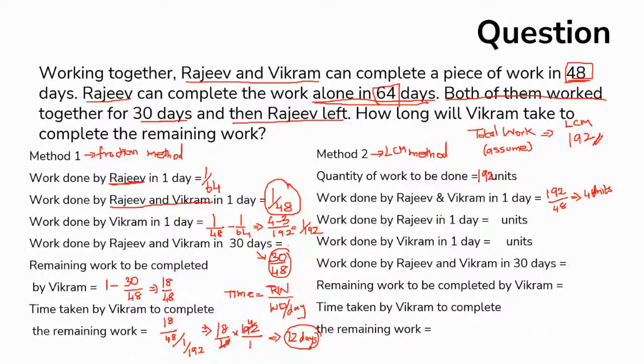And work done by Rajiv in one day. Rajiv alone can do how much? If the same work 192 is given, divided by 64, you'll get 3 units per day. So if both Rajiv and Vikram are together, they can do 4 pieces in one day. Rajiv alone can do 3 pieces in one day. So what about Vikram's work in a day? Out of 4 units, 3 units is subtracted. So obviously we will end up with 1 unit. Yeah. So work done by Rajiv and Vikram in 30 days.